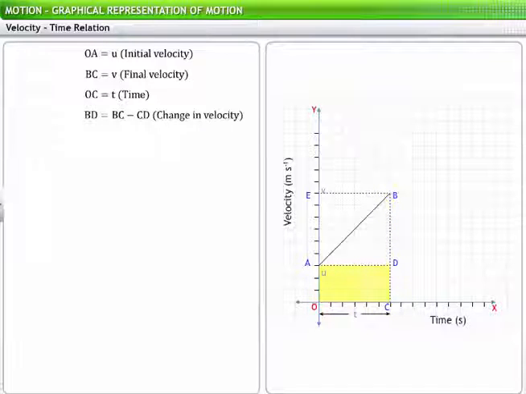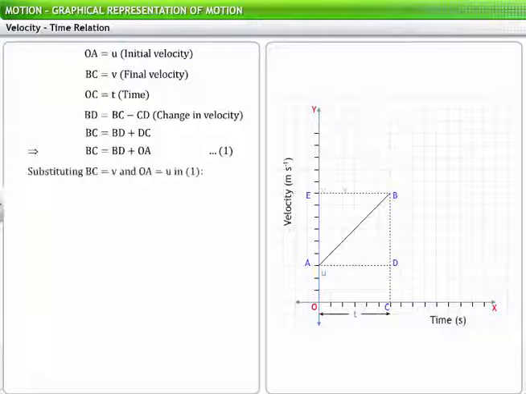OADC being a rectangle, OC is equal to AD. And hence, AD also represents the time t. BC is equal to BD plus DC, which is equal to BD plus OA. Let's call this equation 1. Substituting BC is equal to V and OA is equal to U in equation 1, we get V is equal to BD plus U, or BD is equal to V minus U as equation 2.